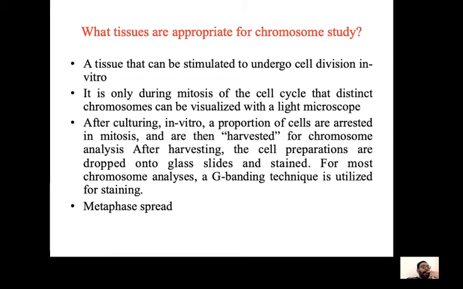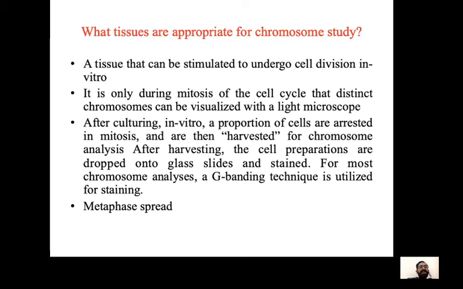Now, what tissues are appropriate or suitable for chromosomal studies? Ideally, in a normal cell which is not in the dividing phase, we cannot see the chromosomes. So, we need any cell which is dividing to study the chromosome, because during the division of the cell, the chromosomes are condensed and can be seen under the microscope, as we have seen in the previous practical.